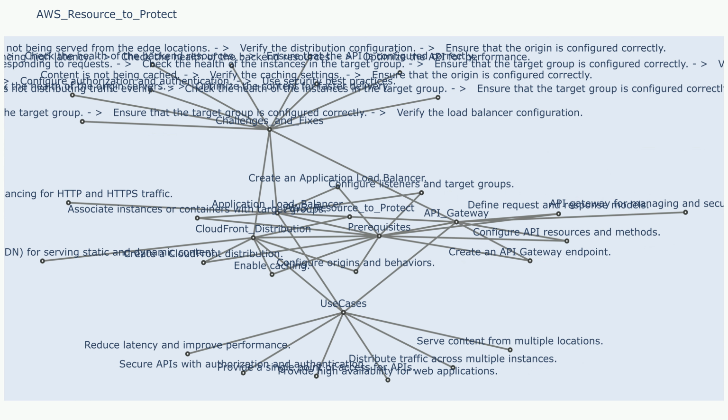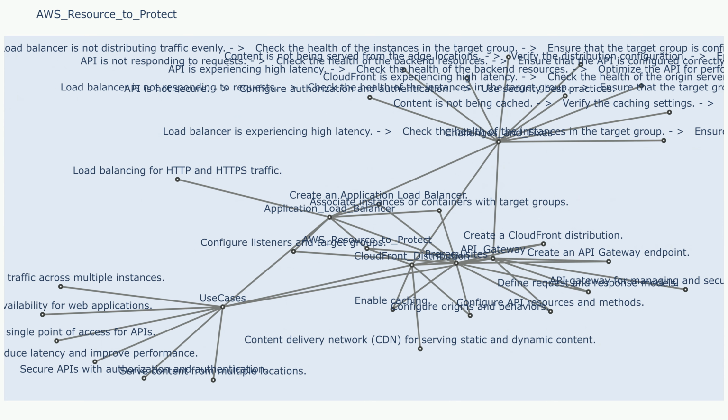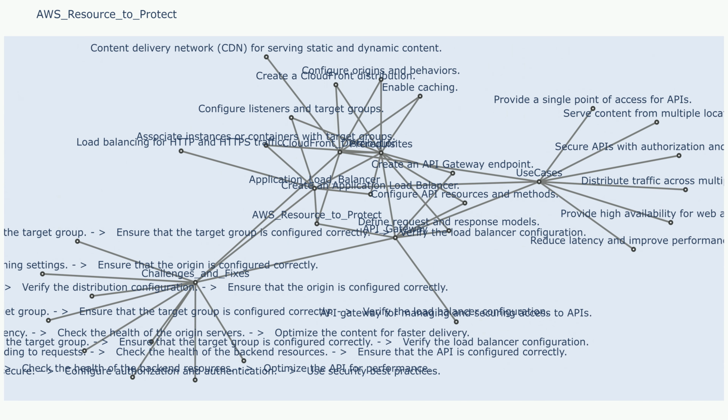Configure listeners and target groups. Associate instances or containers with target groups. Use cases: distribute traffic across multiple instances. Provide high availability for web applications.